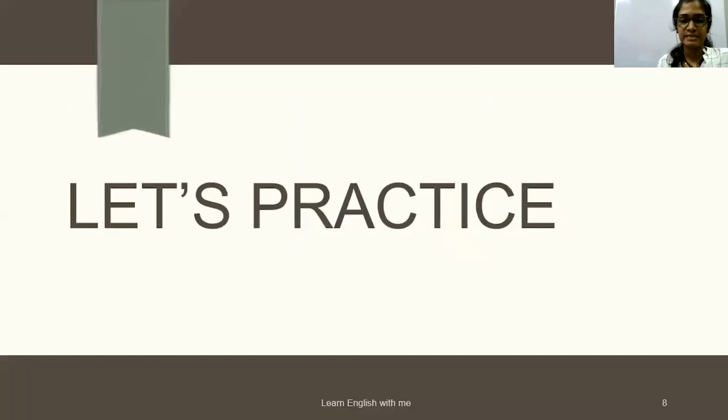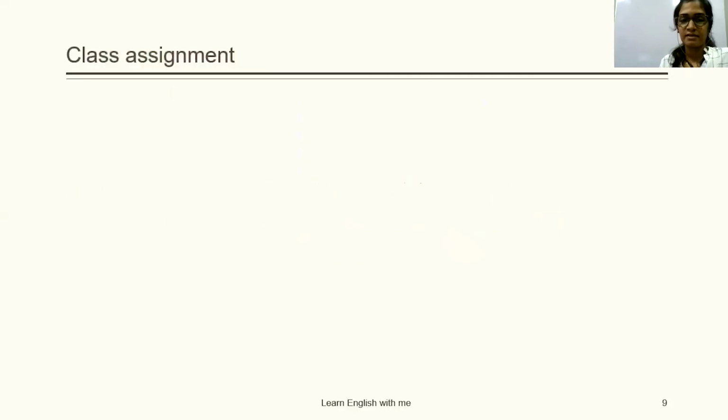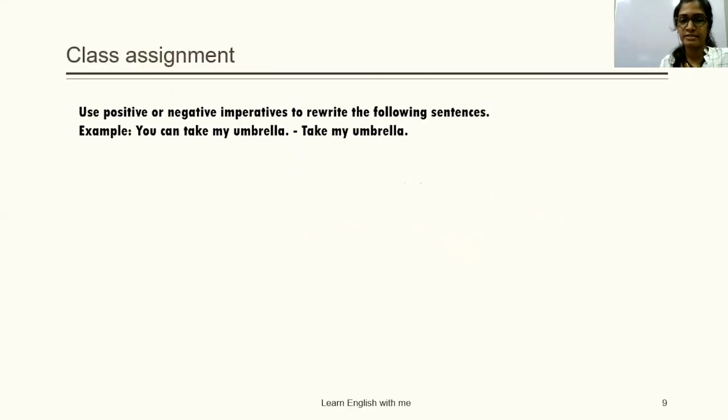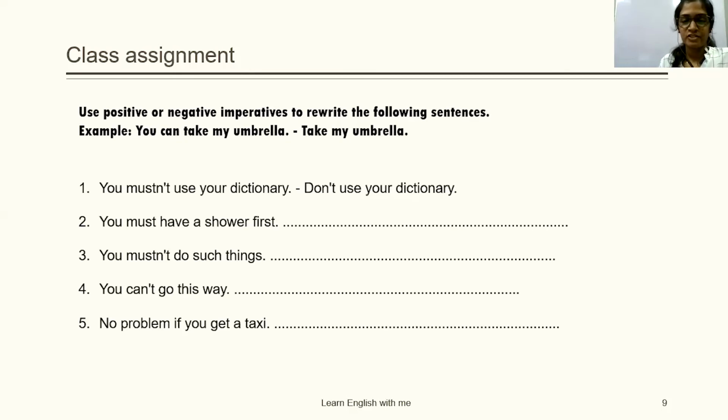Okay, it's time to practice. Here are a few questions, and first of all, you have to look at the instructions. So you're going to use the positive or negative imperatives to rewrite the following sentences. Look at the example. You can take my umbrella, and this is the given statement. And while changing this into an imperative, you have to use the verb at the beginning, so that will be changed to take my umbrella, okay? This is the imperative statement. You can take my umbrella. The imperative statement will be like, take my umbrella. Okay, hope you're clear. Just pause the video and try to do these questions.